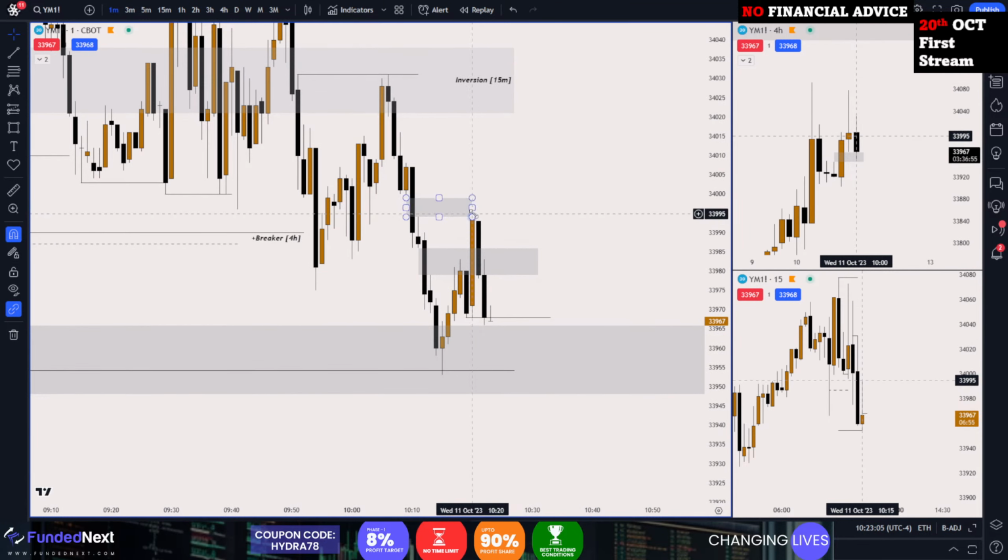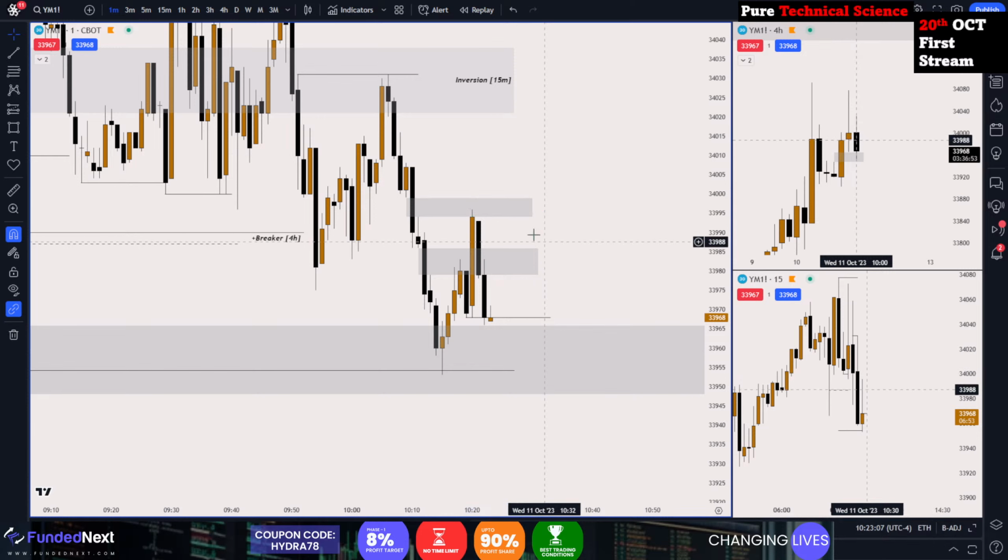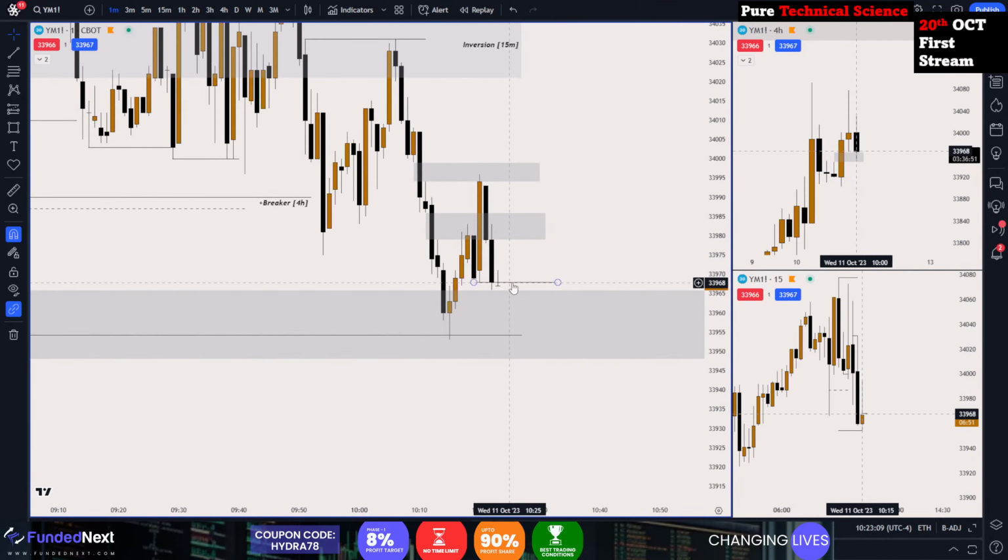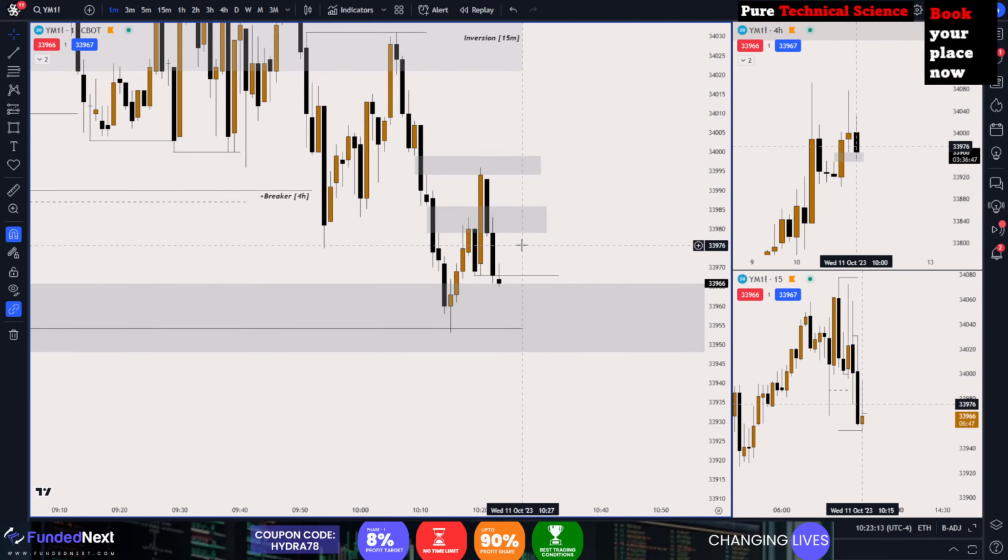So a new higher high hit this premium PDRA. We have this down close candle here, which is working as a breaker.